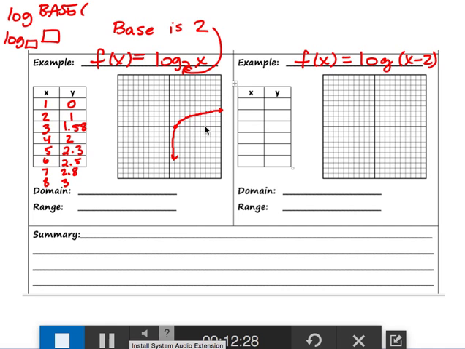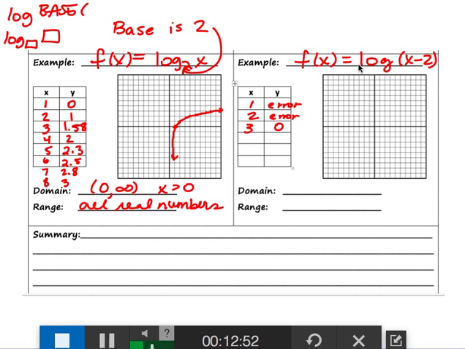You have to be really careful when you look at these graphs, because it looks like it's stopping right about here, but it does continue to go down. So the domain is still 0 to infinity, or x is greater than 0, and the range is still all real numbers. So the only thing that's changed really is just basically the shape.